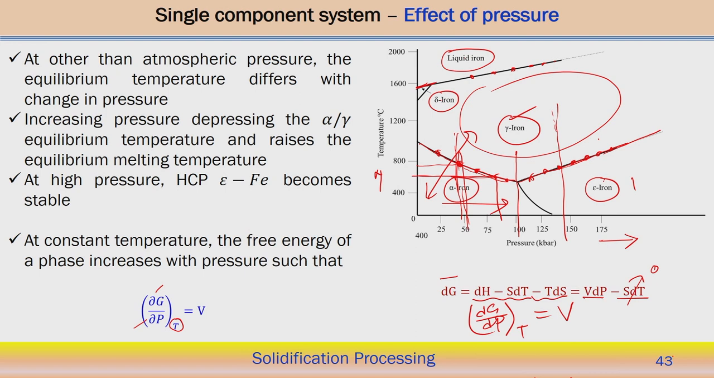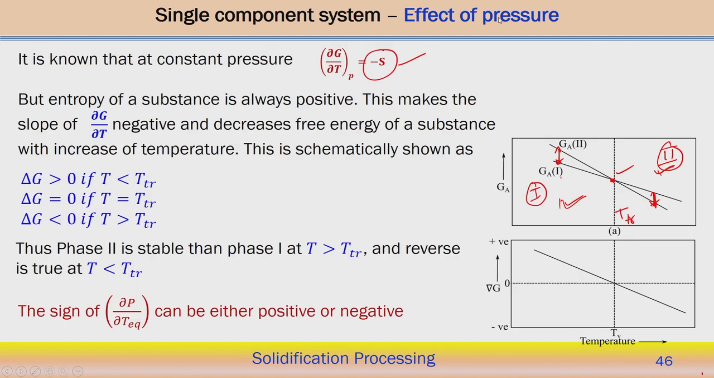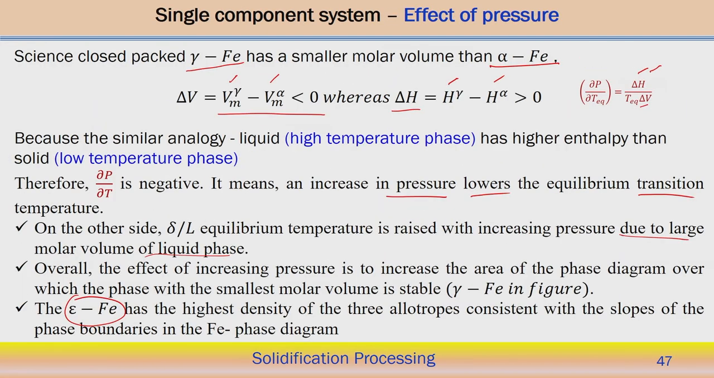But in this case, the existence of delta iron is at very low pressure. Therefore, it is not able to cover a large area. But the other phases, gamma iron and epsilon iron, specifically gamma iron, have the smaller volume and exist at high pressure. That is the reason it takes much more area in this particular diagram. So these are the three inferences we can see to analyze the effect of pressure on a single component system.